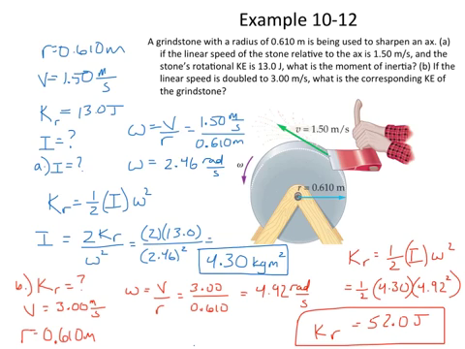Now compare that to our first kinetic energy, 13 joules. We had half the velocity, 1.50 meters per second. So if we double the velocity to 3 meters per second, what happens to kinetic energy? It goes up by a factor of 4. Just like with linear kinematics, if you double your velocity, you quadruple your kinetic energy. The same thing is true with rotational kinematics. We originally had 13 joules, now we've got 52. That's a 4-fold increase, and that's all because we simply doubled the velocity.